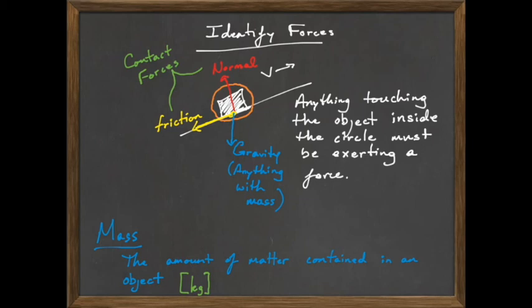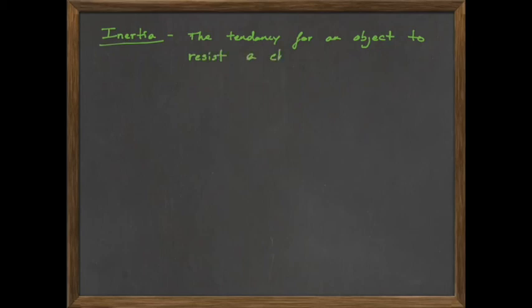Now, one of the other things we get after identifying mass, and this is something Newton came up with, is something called inertia. Inertia is the tendency for an object to resist a change in its state of motion.